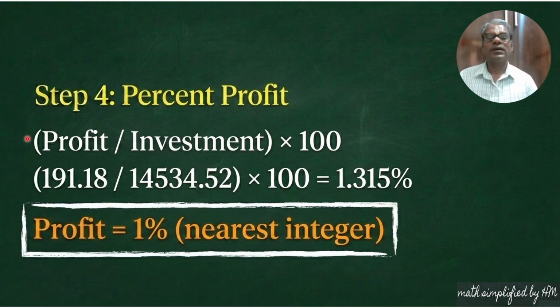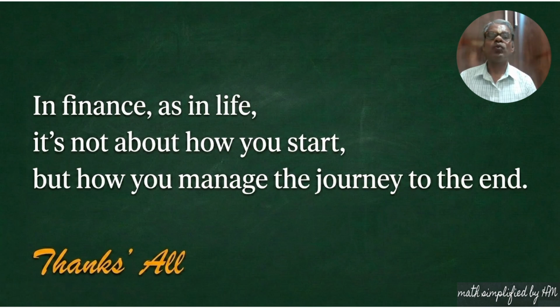As we have asked profit percentage, we use the formula to calculate it. We know that profit upon investment into 100 gives us the profit percent. Therefore, 191.18 upon 14,534.52 into 100 gives us 1.315%. Therefore, profit is equal to 1%, nearest integer. And that is how we calculate the net profit percentage.